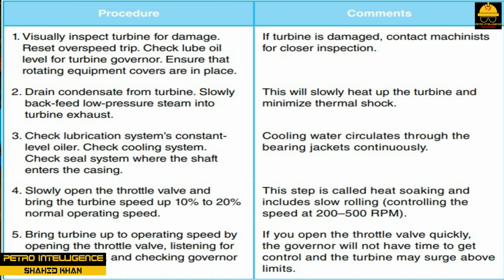4. Slowly open the throttle valve and bring the turbine speed up to 10% to 20% of normal operating speed. This step is called heat soaking and includes slow rolling, controlling the speed at 200 to 500 RPM. 5. Bring turbine up to operating speed by opening the throttle valve, listening for line-out sound, and checking governor linkage. If you open the throttle valve quickly, the governor will not have time to get control and the turbine may surge above limits.